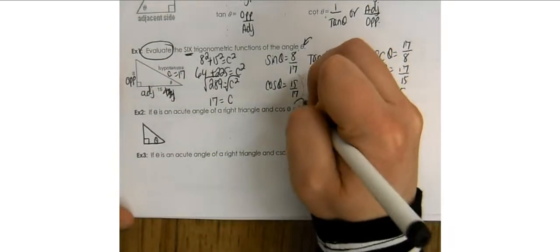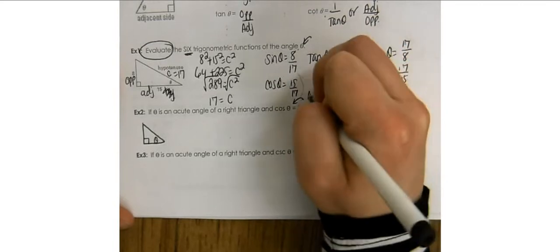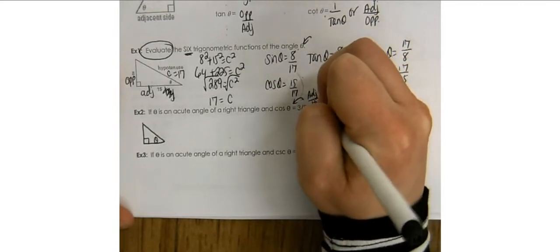So I'm going to go ahead and draw my right triangle, and I'm going to call this angle right here theta. And cosine is equal to the adjacent divided by the hypotenuse. Because that's the adjacent divided by the hypotenuse, I know that the adjacent is going to be 3 and my hypotenuse is going to be 8. But we know that cotangent is the reciprocal of tangent, and tangent is equal to opposite over adjacent.